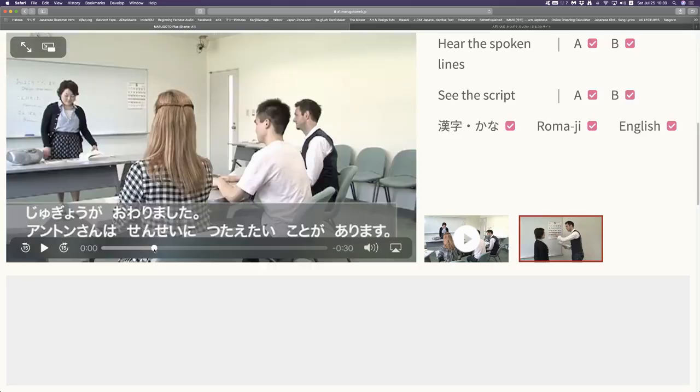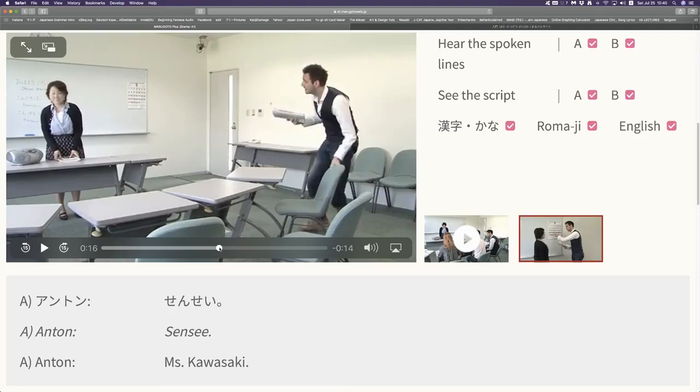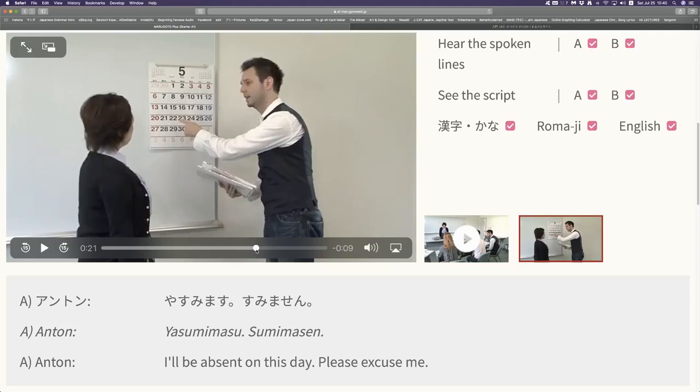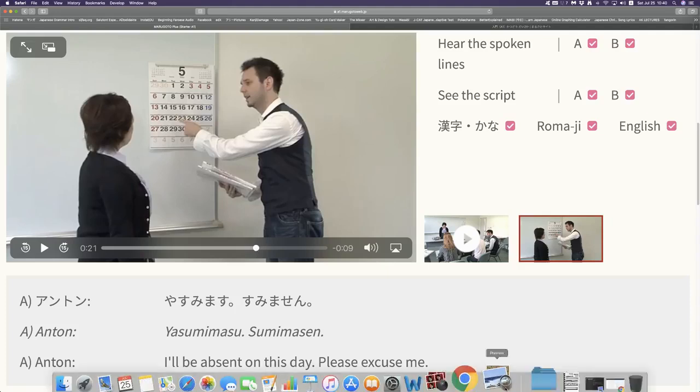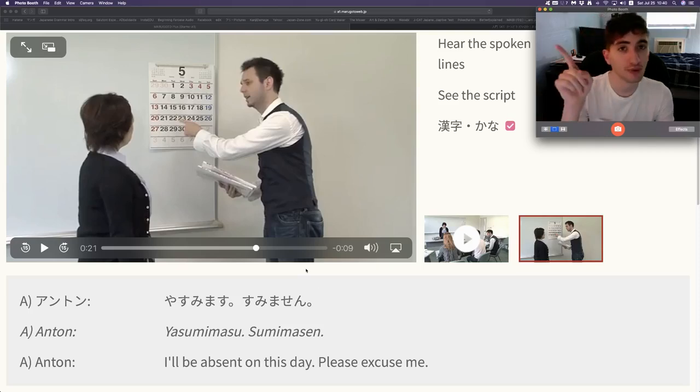Okay, you'll notice, and let's see. Getting up, he gets the attention with sensei. Hey, sensei. Goes to the calendar. Yasumimasu. I will be absent. And he points. This is very basic, rustic Japanese way of talking in Japanese, but it works, right? If you are a beginner, this is fine. The sensei will understand. Point and say, Yasumimasu.